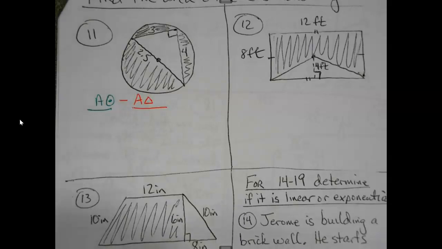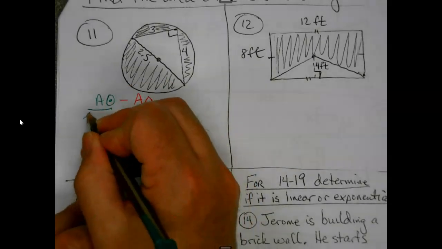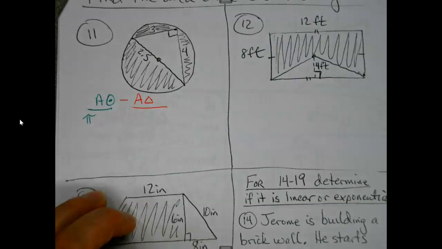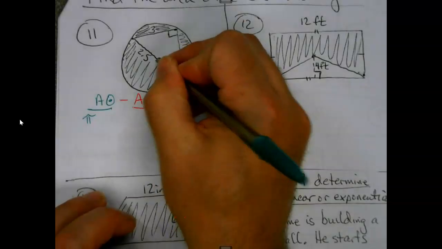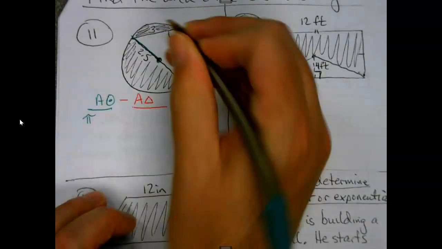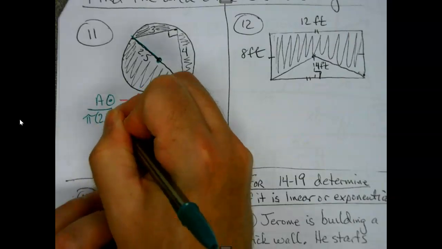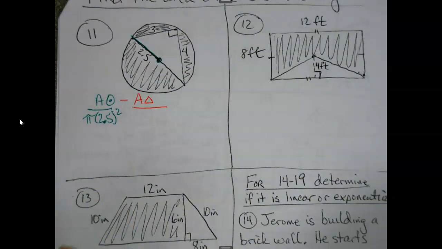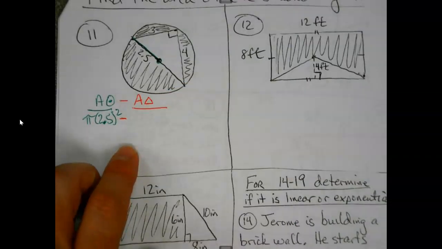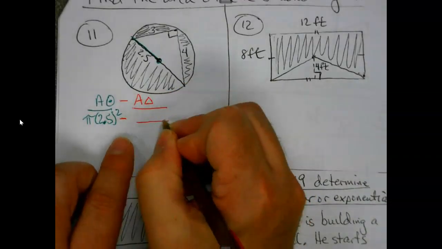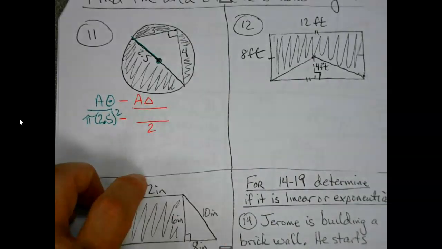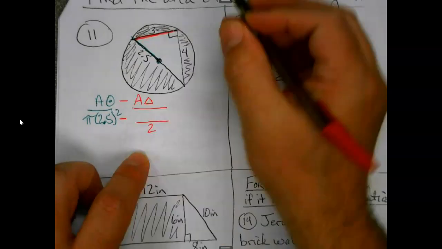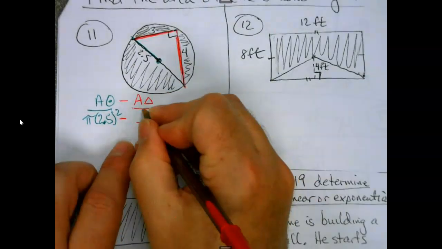So my circle, pi r squared. So pi, what's my radius this time? 2.5, center to the outside. So there's my radius. I got that set up and ready to go. Then my triangle is either 1/2 base times height or base times height divided by 2. What's my base and my height this time? My base is 3 and my height is 4.